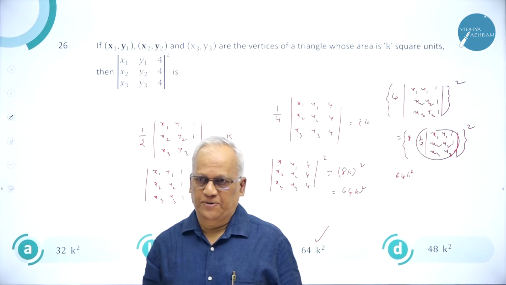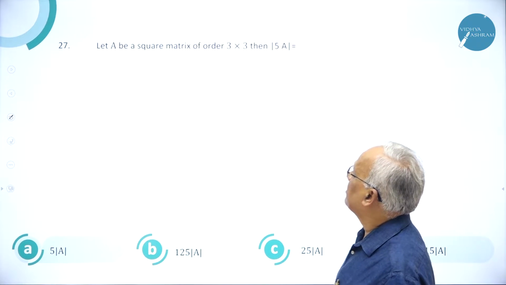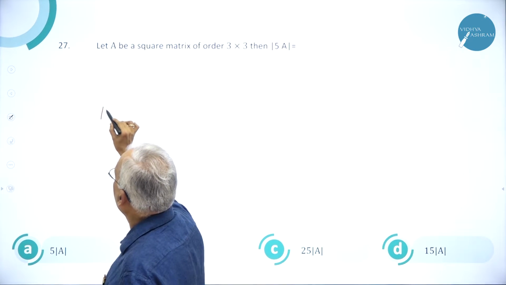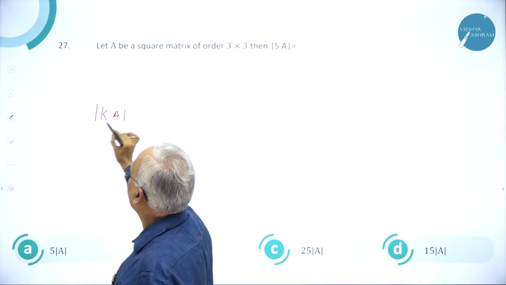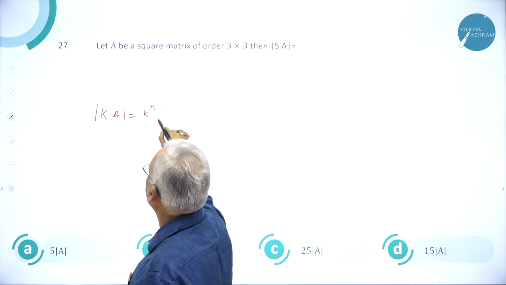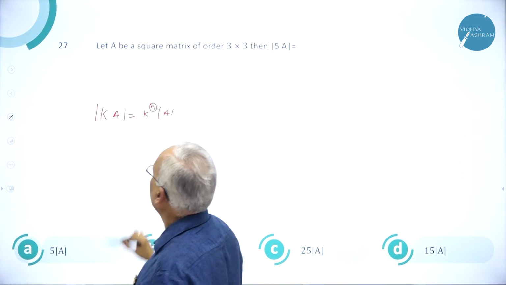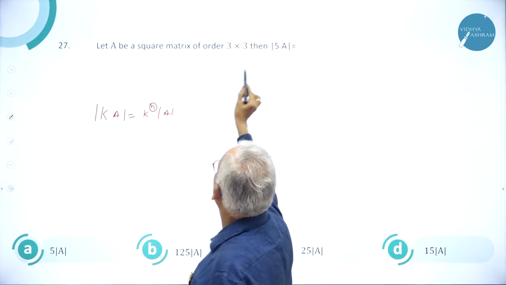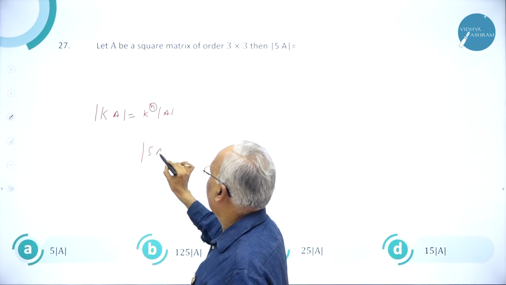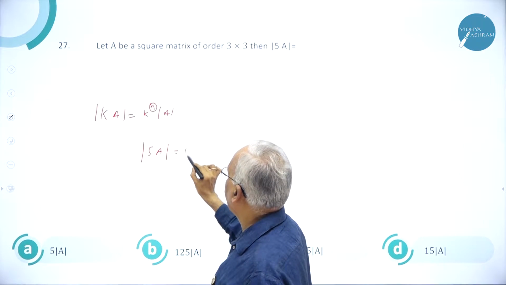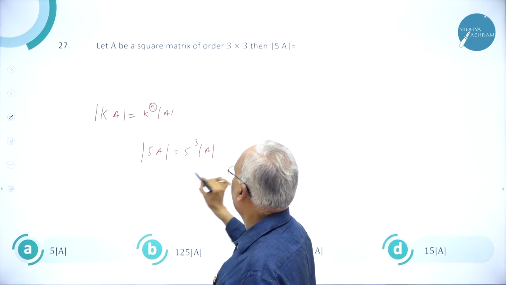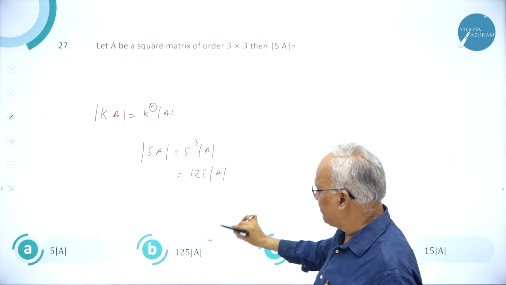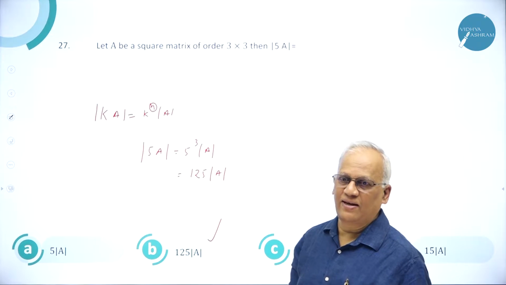Okay, the next question. Let A be a square matrix of order 3 by 3, then the determinant of 5A. You have this very, very important result: the determinant of k times A is k to the power n into the determinant of A, where n is the order of the square matrix. If the order is 3, then naturally the determinant of 5 times A, your k is 5 here, so it is 5 to the power of 3 into the determinant of A, which is equal to 125 times the determinant of A. So the answer is B. Okay, very easy.